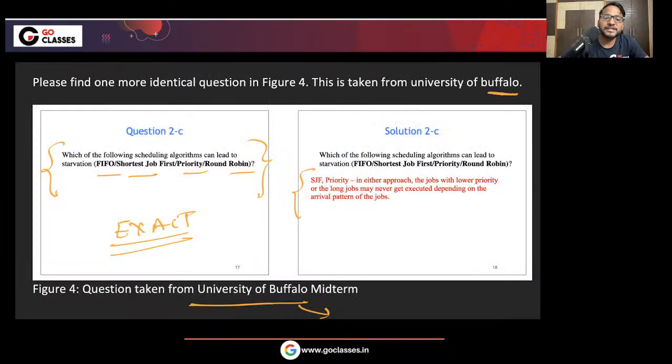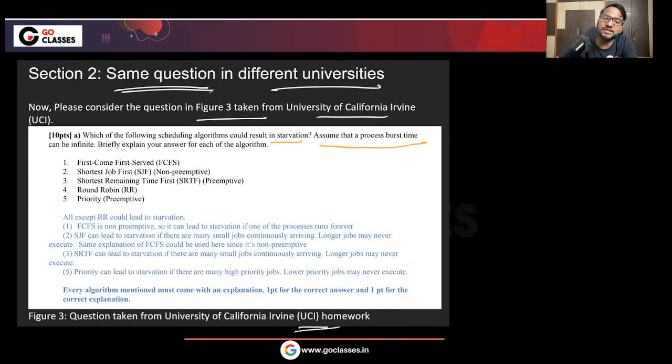Cool. So basically, this university is saying that if you are not explicitly mentioning it, then the answer is not FCFS. And in the other university, they are explicitly mentioning it, and the answer is FCFS. Is this clear to everyone? Right?